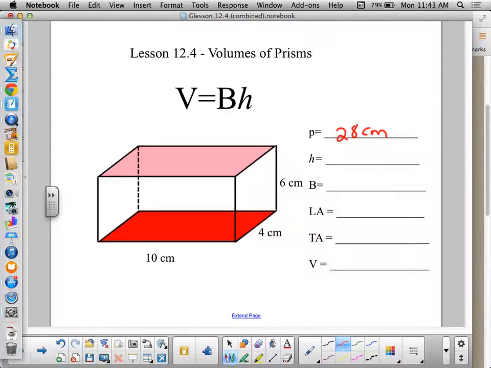The height of the prism, again, has to be the distance between the bases. What would the height be in this case? 6 centimeters. Okay? Make sure your unit's in there. Next is capital B. Capital B stands for base area. It's 40 centimeters squared.